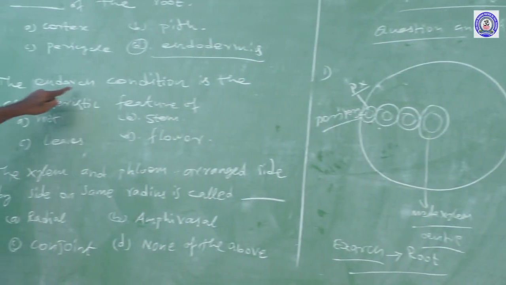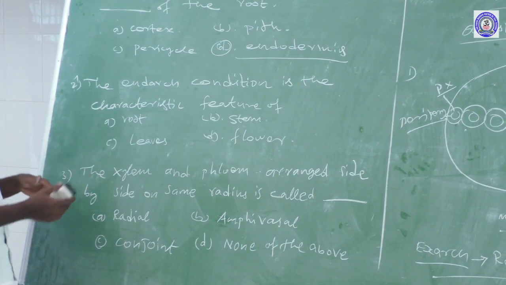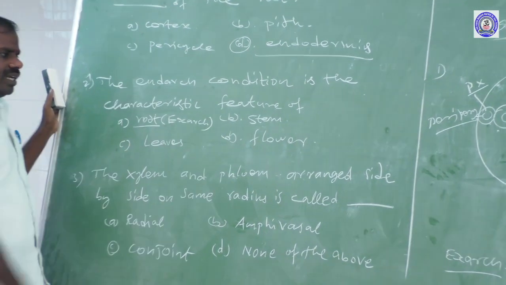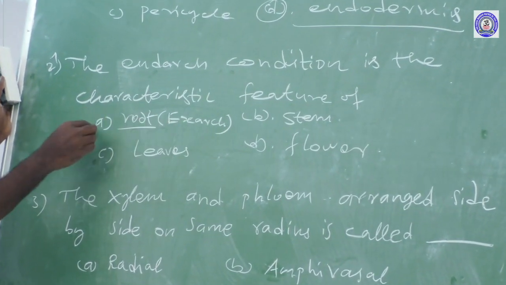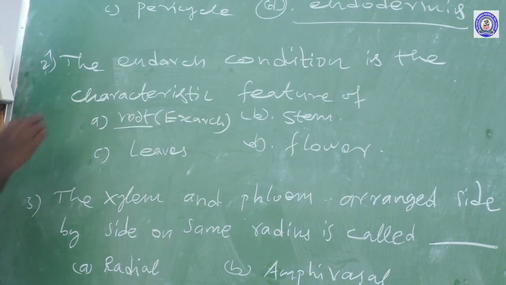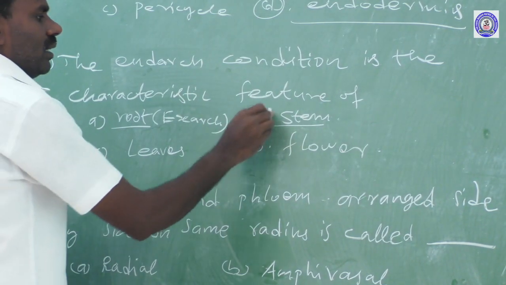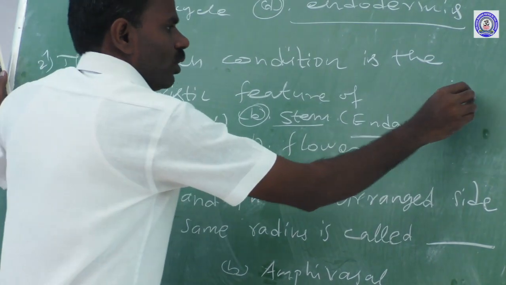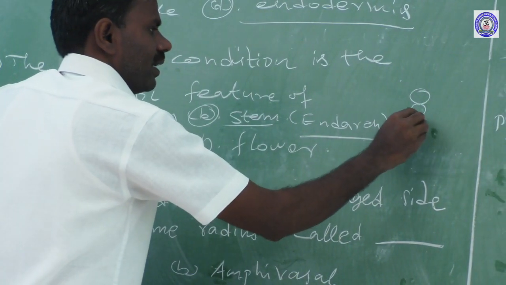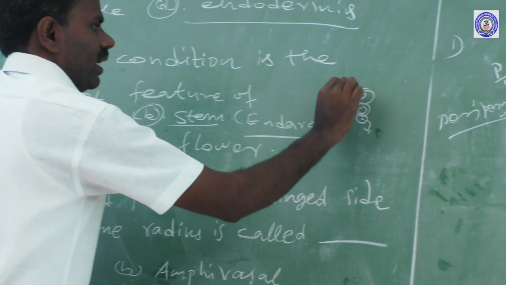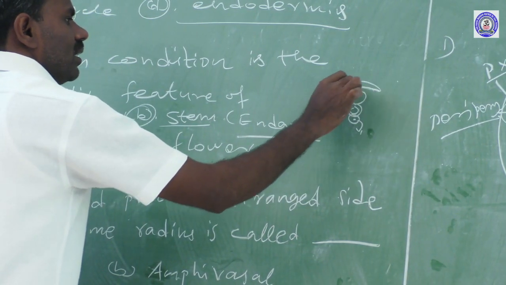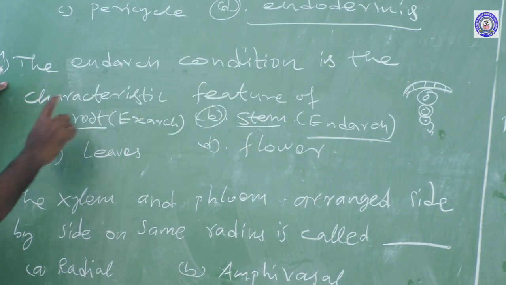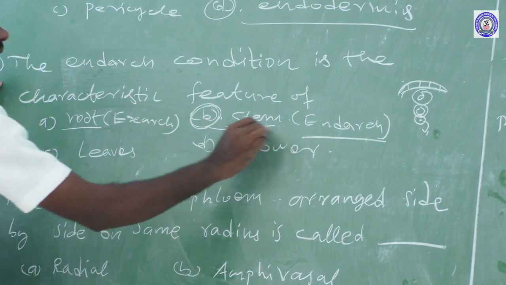Second question: the endarch condition is characteristic of the root? The root contains only exarch xylem. Exarch means the protoxylem is towards the periphery and the metaxylem towards the center. In the stem, the condition is only endarch. Endarch means the protoxylem is towards the center and the metaxylem towards the periphery. This endarch xylem condition is characteristic of only the stem. That is the correct answer.